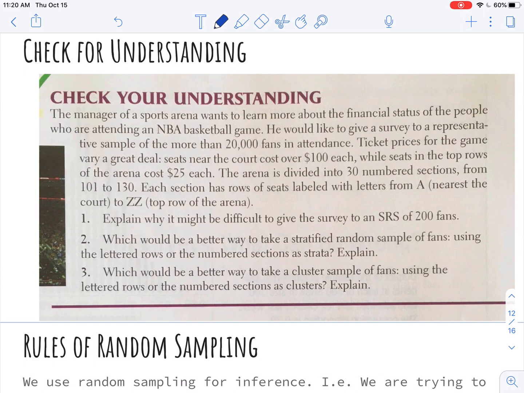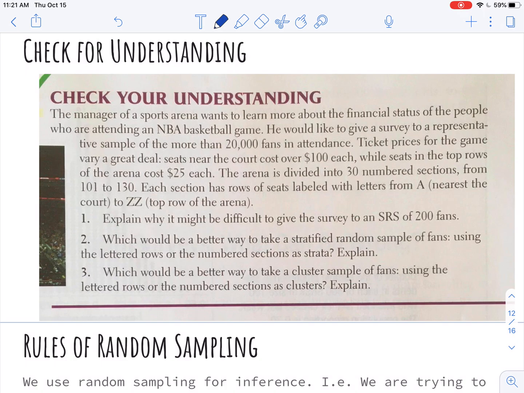Which would be better: to take a stratified random sample of fans using the lettered rows or the numbered sections as strata? It's going to be rows for stratified, because if we're looking for the financial status, it's going to make more sense to break it down based off rows, where close rows are more expensive and farther rows are cheaper. We're going to try to choose an equal number of people from each row to get an idea of what the financial status is. So we're choosing from people who are paying less money to people who are paying more money, and we're setting those rows as your strata.